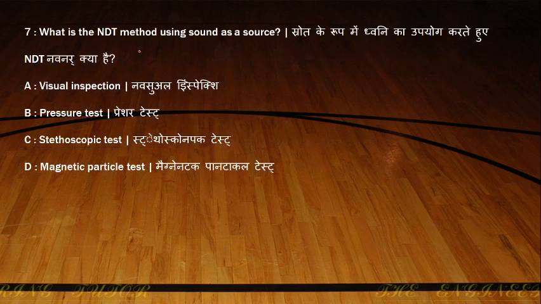What is the NDT method used using sound as a source? From the name itself, we'll be using sound as a source. Visual inspection will be using visual rays or eyes as the source. Pressure test will be using water or some fluid for pressure. Stethoscopic test will be using sound as the source. In magnetic particle test, we will be using iron powder on the weld, and we will be checking the weld porosity and weld defects.